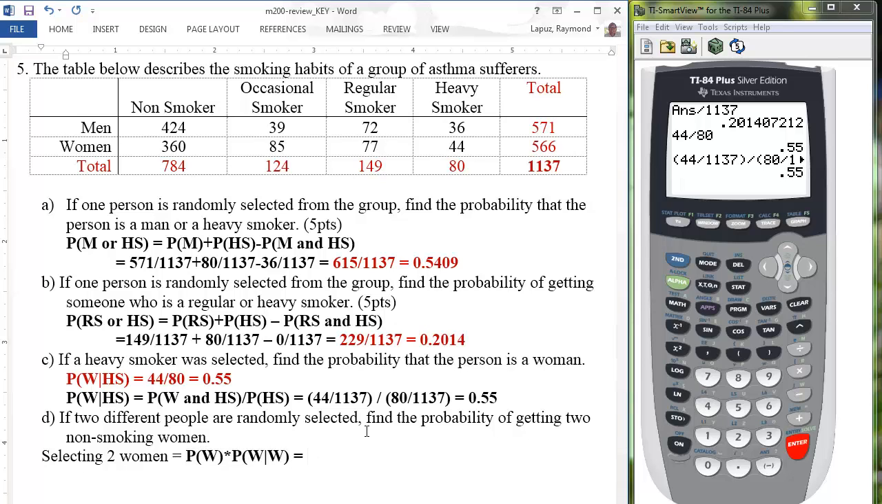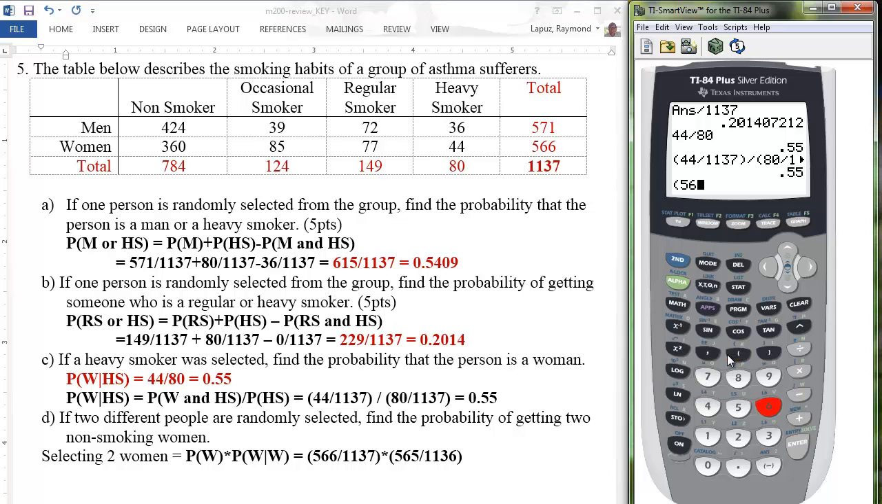So what's the probability of selecting a woman? There's 566 of them out of 1137. And now what's the probability of selecting a woman if one had already been selected? There's one less woman, so there's going to be 565 choices now, and one less person overall, so that's 1136. Alright, just a matter of punching into the calculator.